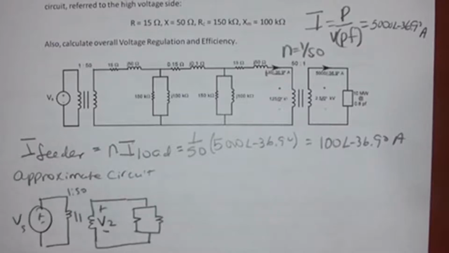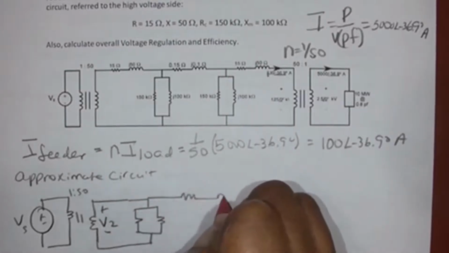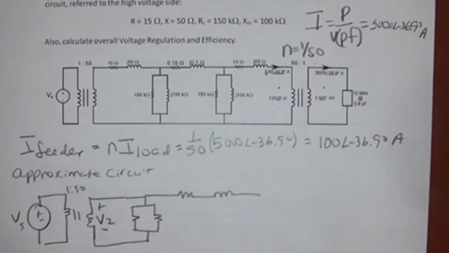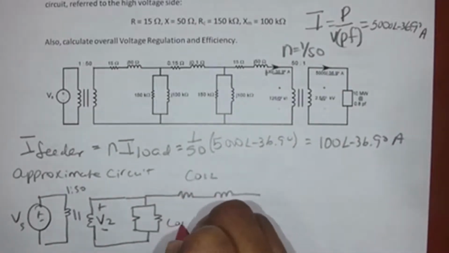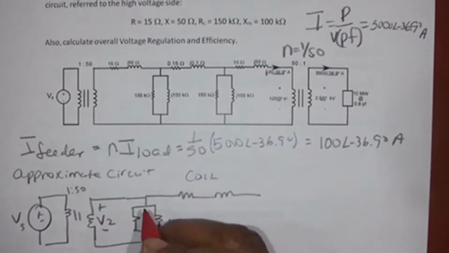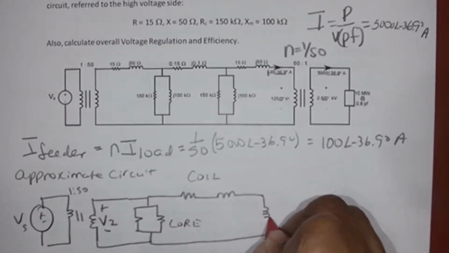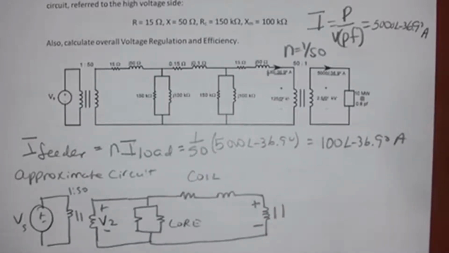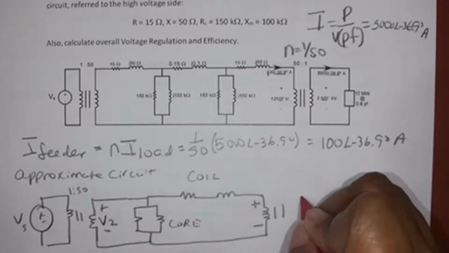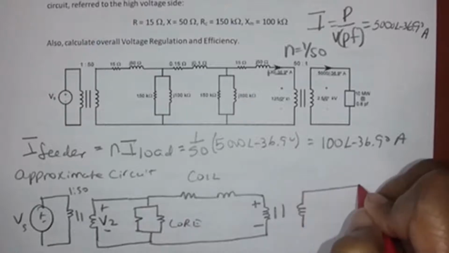But then we combine all those parallel parts right here into one parallel impedance for the core. And then we combine all the series parts into one series impedance for the coil. This is the coil, and this is the core. And then over here, we now have the voltage that is going to be calculated by using the transformer formula.